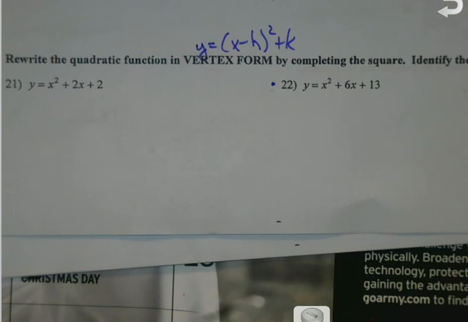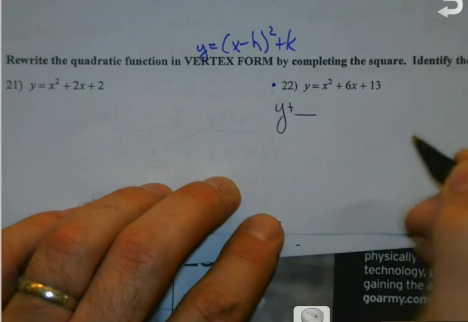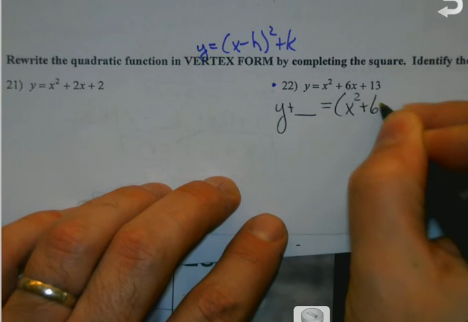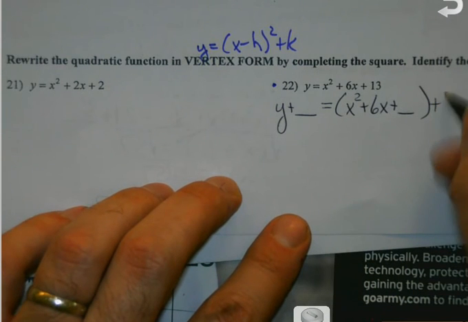Vertex form. There it is. So rewrite it using vertex form by completing the square. Okay. This one's the oddball. Different from circles, different from just doing it like we did earlier on this review. This one, my blanks, one goes on the y side. And I'm still going to separate off my x's, but I'm not moving the 13.